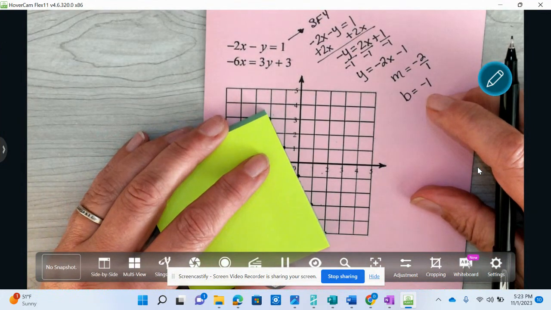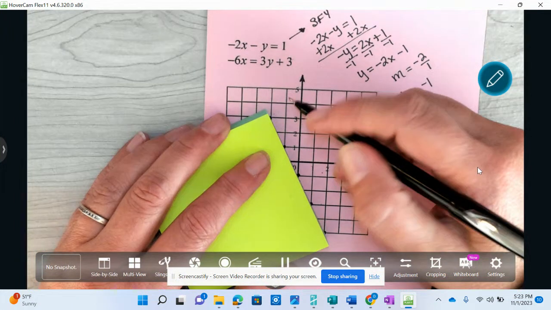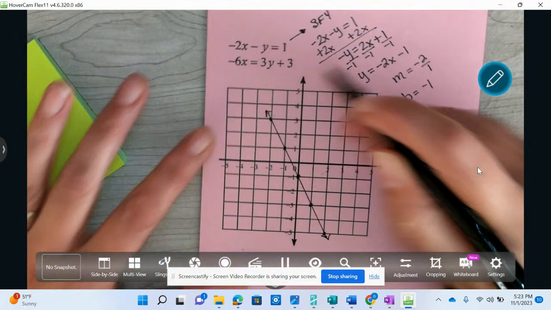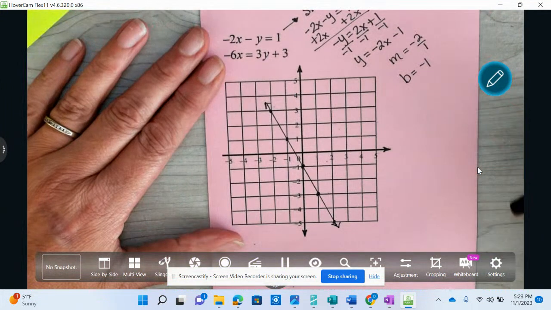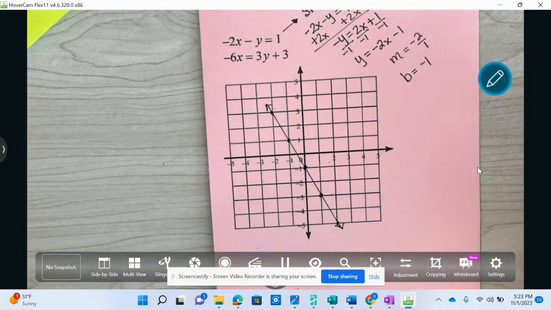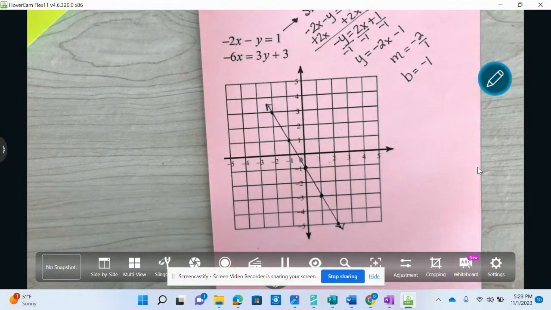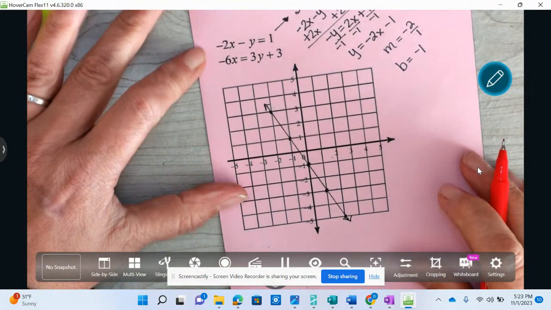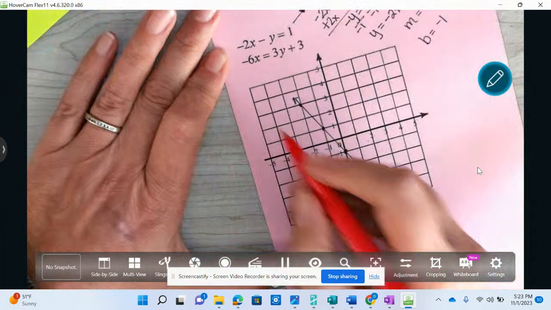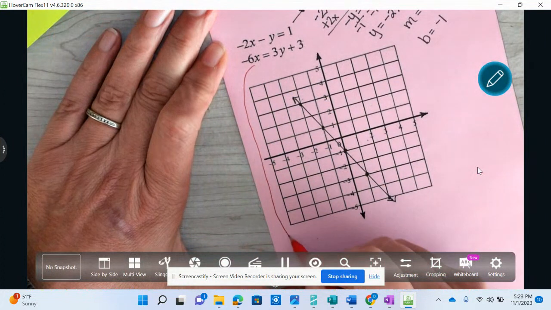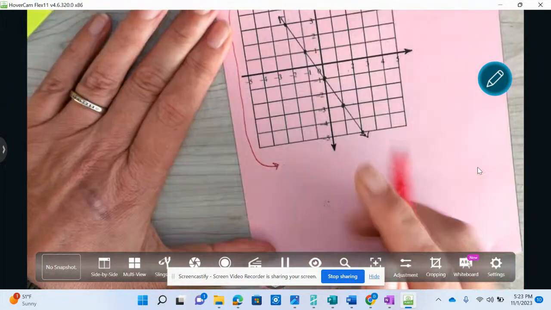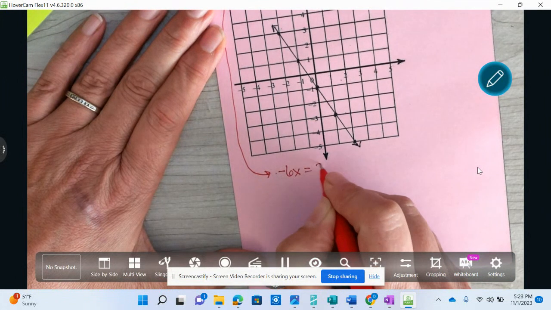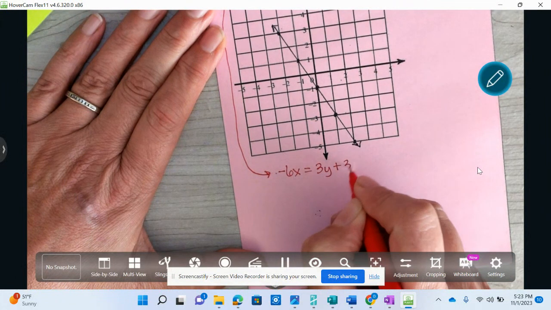So when I connect my points, I get this beautiful graph just like that. There's my graph. So for my second equation, negative 6x equals 3y plus 3. I'm also going to take this equation and solve it for y. And I'm going to do that right down here.